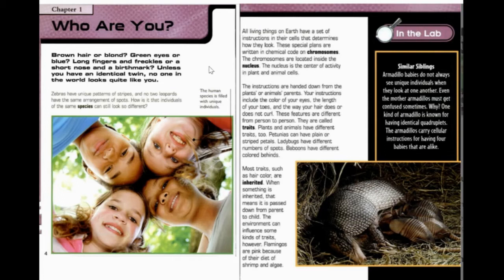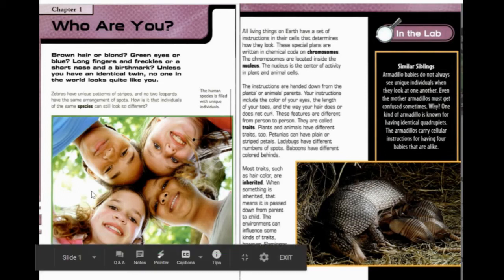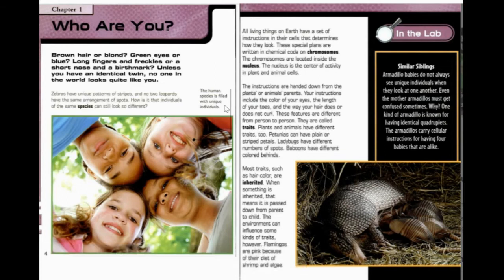Let's take a look at this photo over here. We see 4 different children, and it reminds us the human species is filled with unique individuals. Zebras have unique patterns of stripes, and no 2 leopards have the same arrangement of spots. How is it that individuals of the same species can look so different?